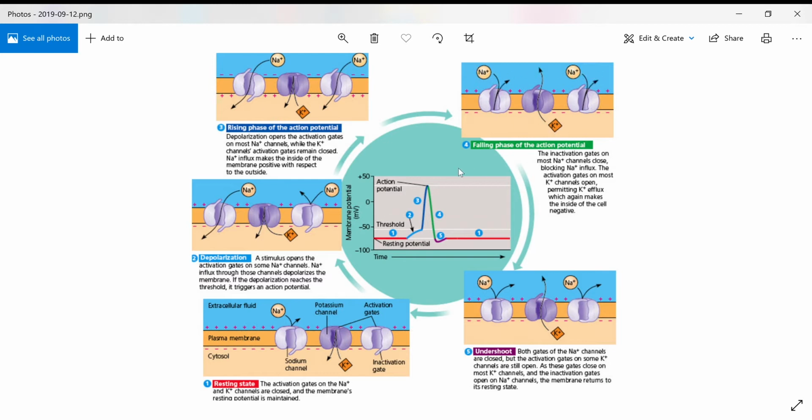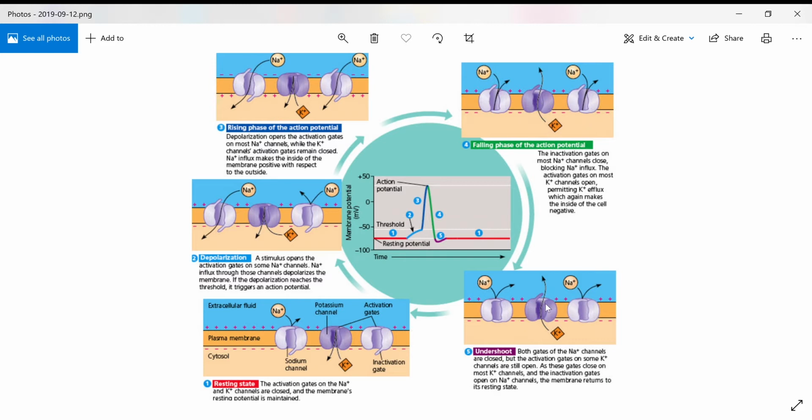So you can see that's why there's this downfall right here, which is called repolarization. And this action is going to cause the cell to get more and more negative again and head back towards its resting potential.